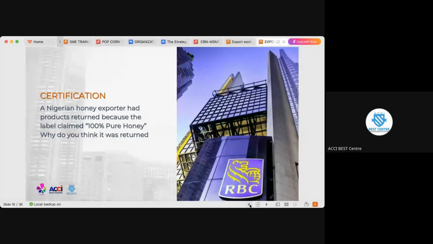Anyone? Anyone? Why do you think the product was rejected just because it was written 100% pure honey? Okay, I think nothing can be 100%. Yes, nothing can be 100%. Thank you, Damilola.